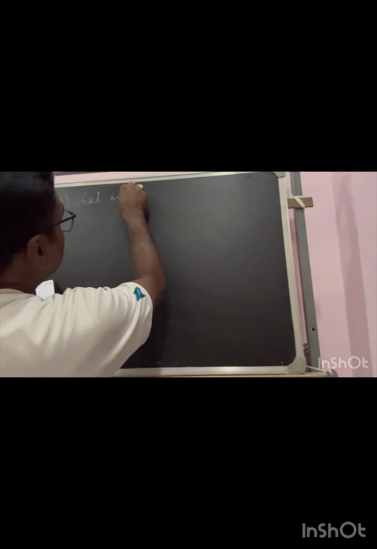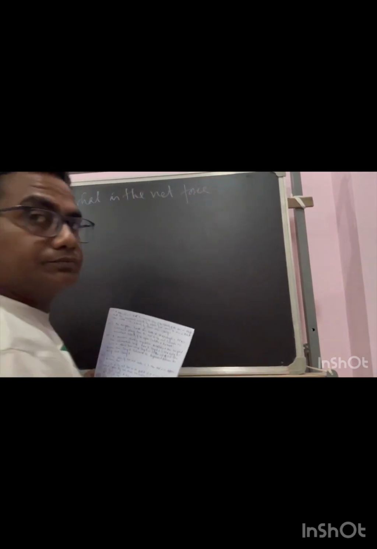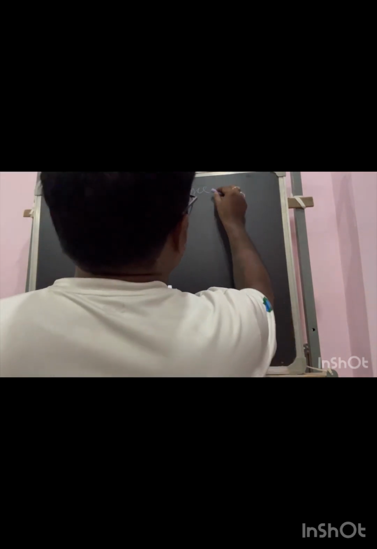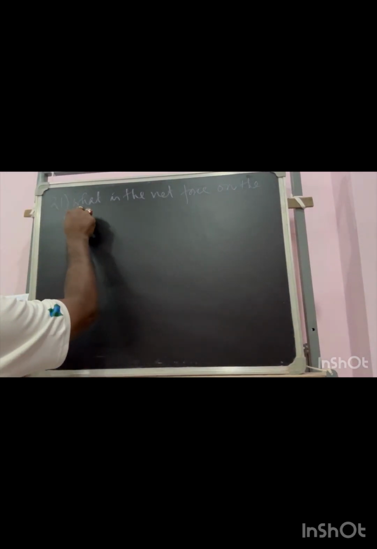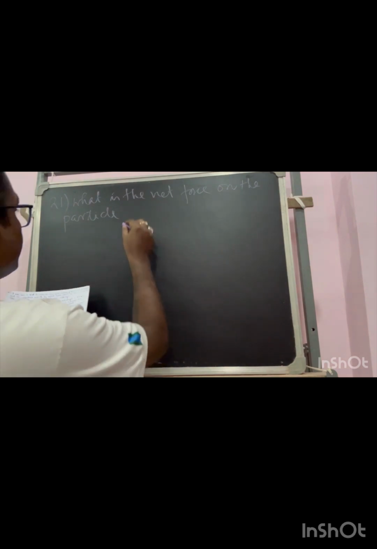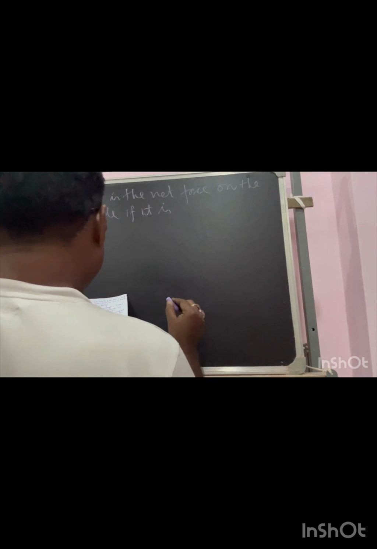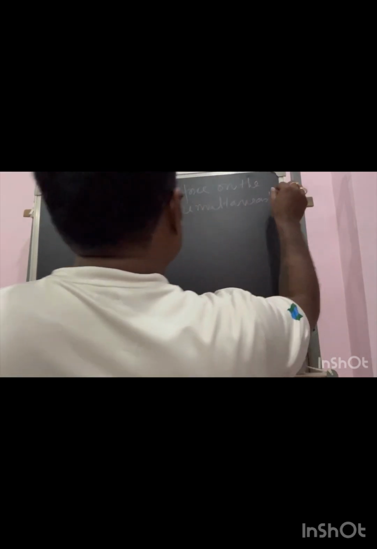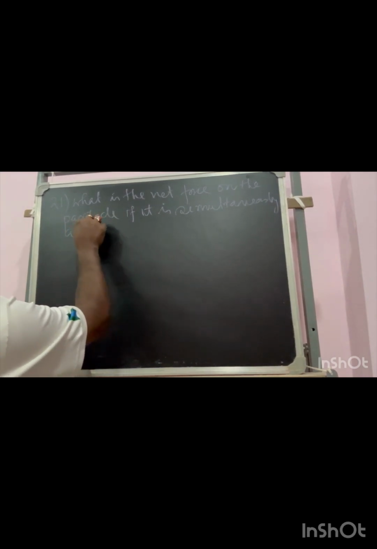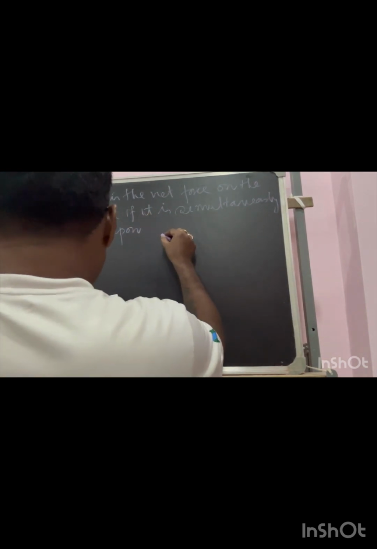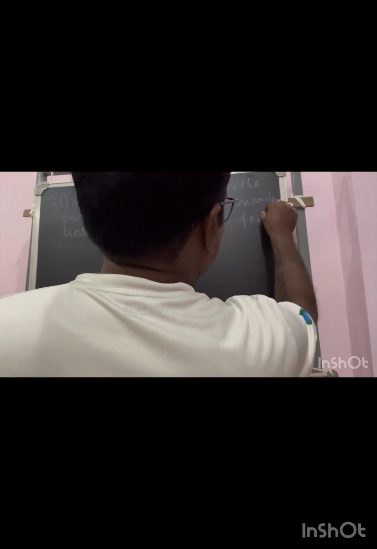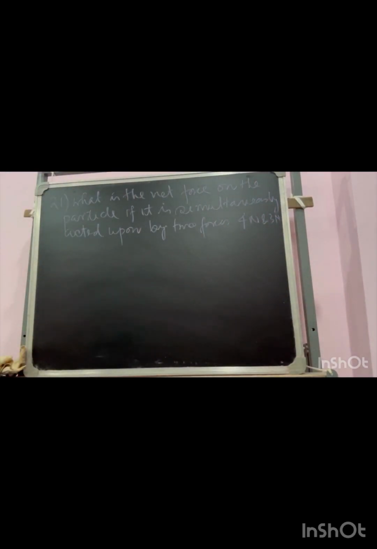What is the net force on the particle if it is simultaneously acted upon by two forces, 4 N and 3 N? So what is the net force on the particle?